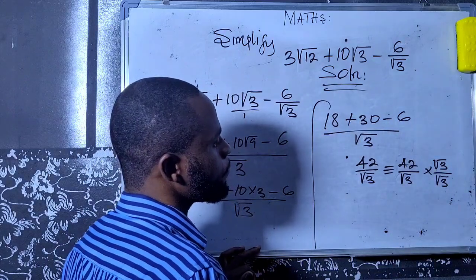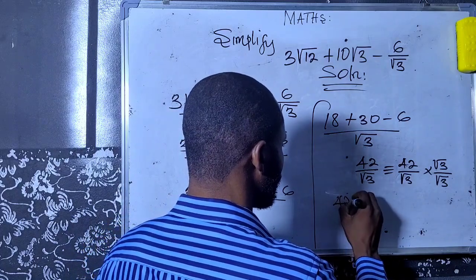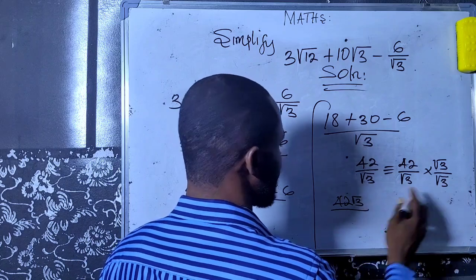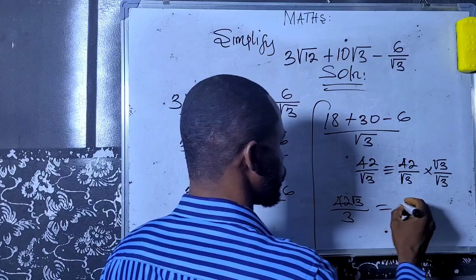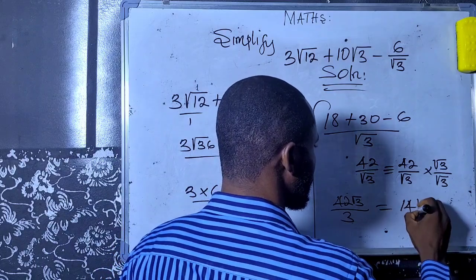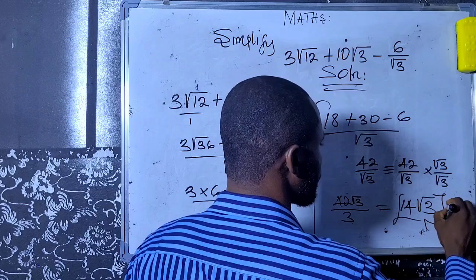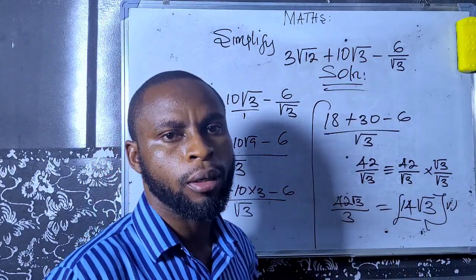Then here you're going to have 42 root 3 divided by root 3 times root 3, that will give us 3, and this equals 42 divided by 3, which will give us 14 root 3. And this is the simplified form of this given expression here.